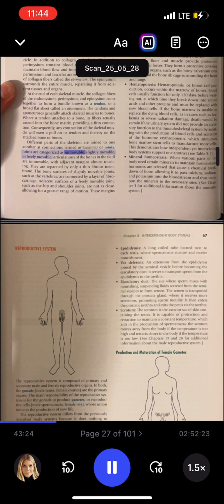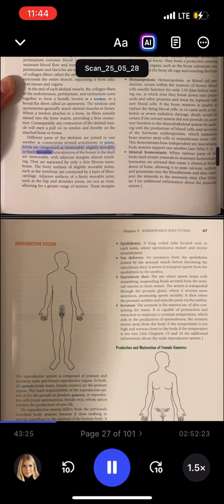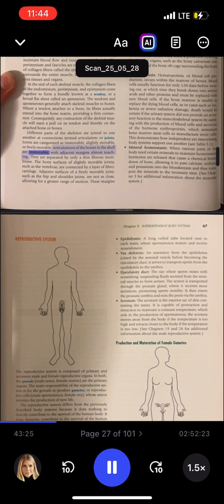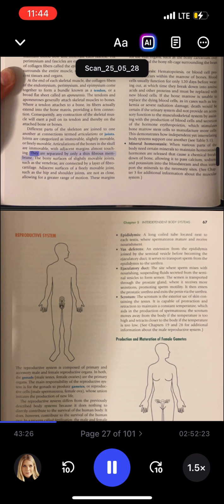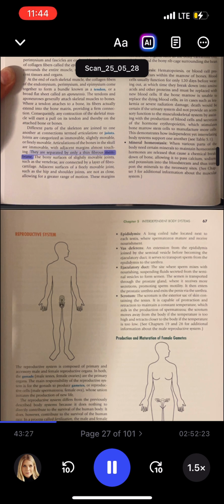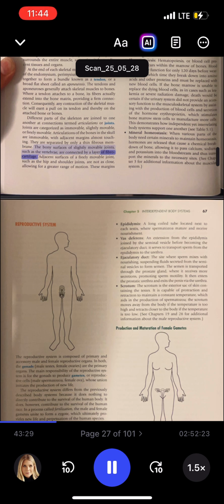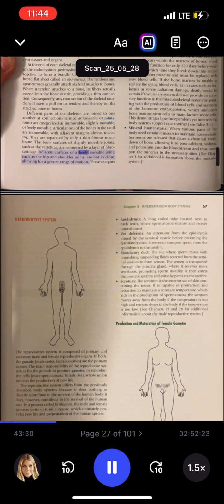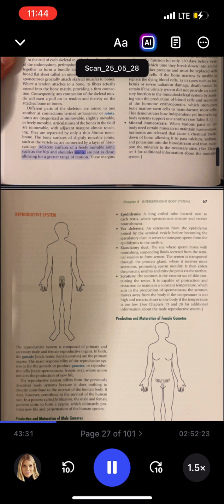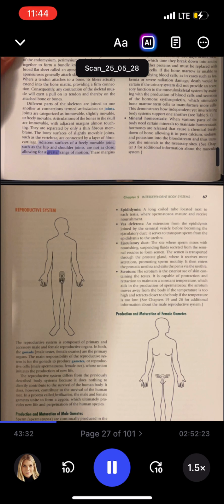Joints are categorized as immovable, slightly movable, or freely movable. Articulations of bones in the skull are immovable, with adjacent margins almost touching. They are separated by only a thin fibrous membrane. The bony surfaces of slightly movable joints, such as the vertebrae, are connected by a layer of fibrocartilage. Adjacent surfaces of a freely movable joint, such as the hip and shoulder joints, are not as close, allowing for a greater range of motion.